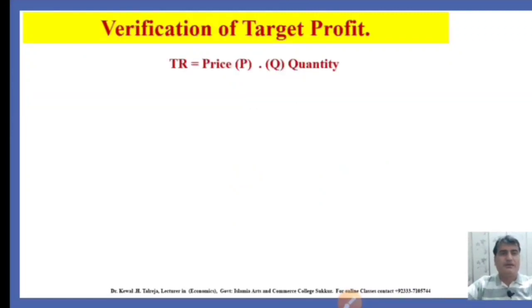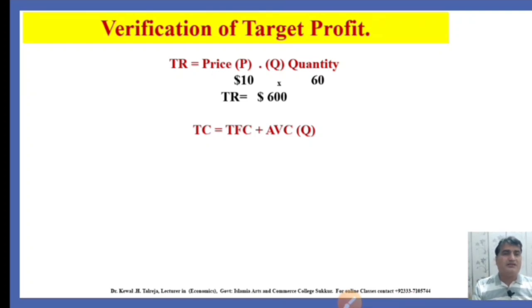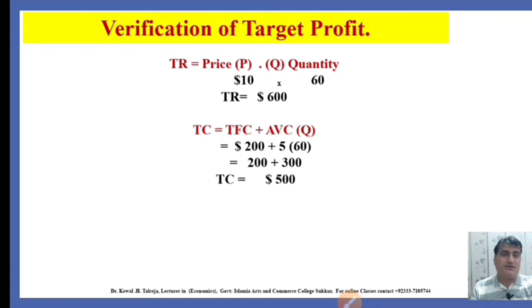So how to verify? As we know, the total revenue is equal to price times quantity. The price is $10 and the target quantity the firm is selling is 60, so the total revenue the firm would earn is $600. So what would be the total cost? As we know, the total cost is equal to total fixed cost plus average variable cost times quantity. Putting in the values, the total fixed cost of the firm is $200 plus the average variable cost of $5 times the targeted quantity we found, which is 60. By solving it, we get that the total cost is $500.